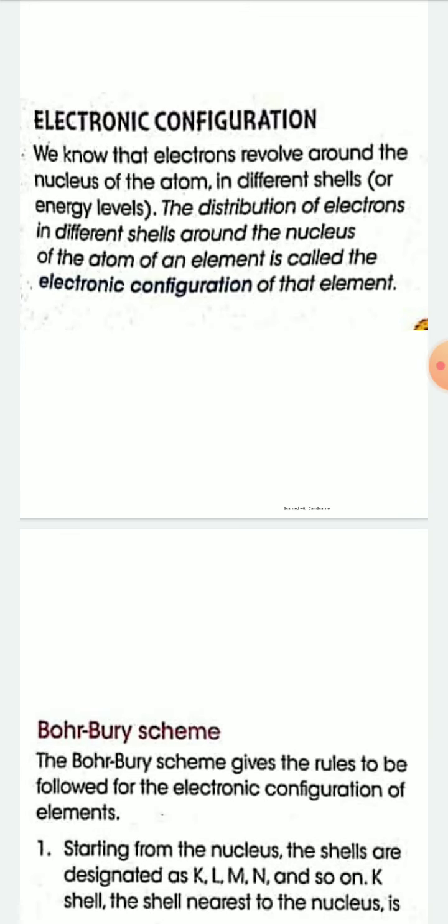Today I'll discuss the electronic configuration. Electronic configuration means how the electrons are arranged in different cells around the nucleus. You know that electrons are revolving around the nucleus in different circular paths, or different energy levels, or different cells.